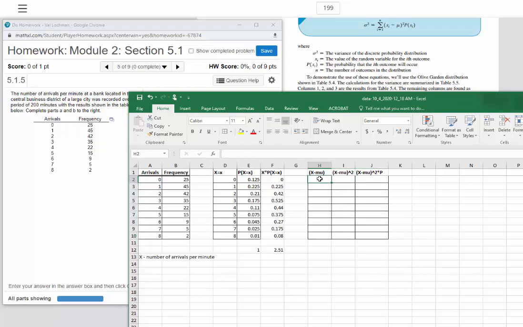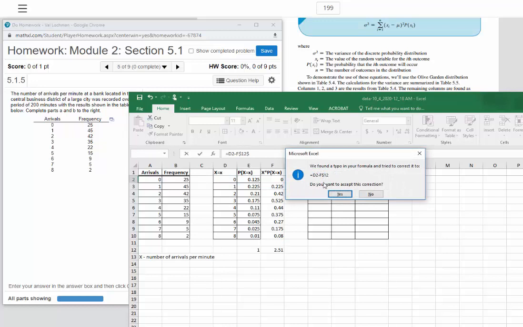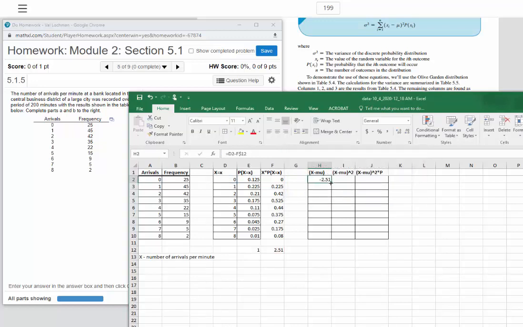So x minus mu, how do we do that? First we start with 0 minus the mean. The mean in this case is 2.51. You can just type it in, or you can highlight this and make sure that you put dollar signs to reference the cell. Now we're going to drag this down. So that's my differences for the value and the mean.